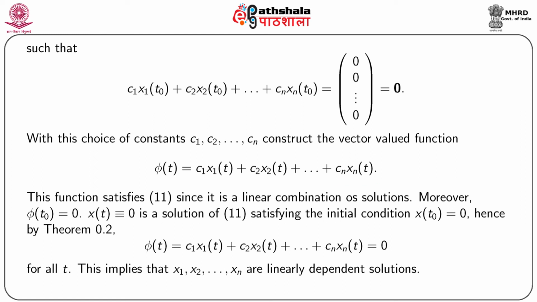This function satisfies equation (11) since it is a linear combination of solutions. Moreover, phi(t0) = 0, so phi is a solution of (11) satisfying the initial condition x(t0) = 0. Hence, by theorem 0.2, phi(t) = C1 x1 + C2 x2 + ... + Cn xn = 0 for all t. This implies that x1, x2, ..., xn are linearly dependent solutions.